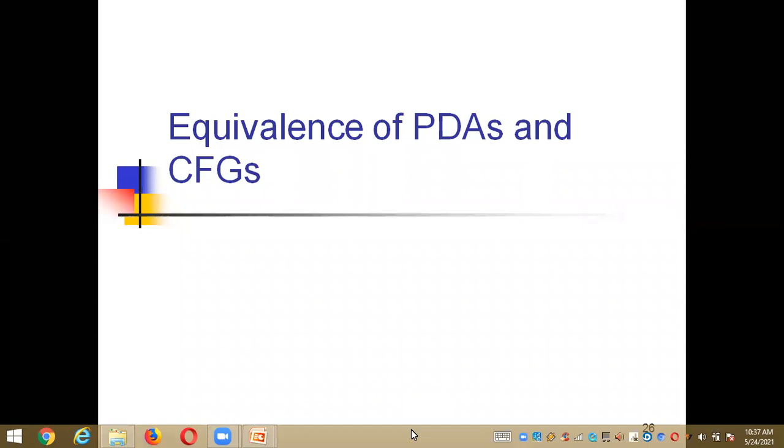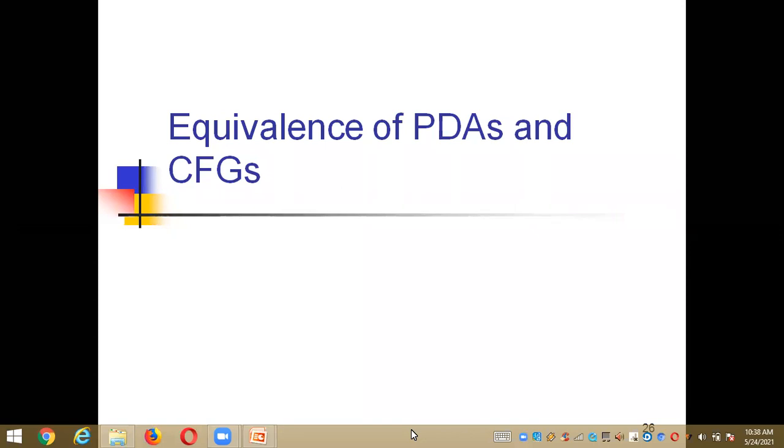Today's concept is about equivalence of PDAs and CFGs. In the last class, I explained how to design the PDA, and how to write the translation rules for the PDA. From the given language, I explained how to design and how to phrase the logic, from the logic how to design the rules, and from the designed rules how to represent the transition diagram. These are the things I explained in the last classes for the concept of designing PDAs. And in this class I'm going to explain the equivalence of PDAs and CFGs.